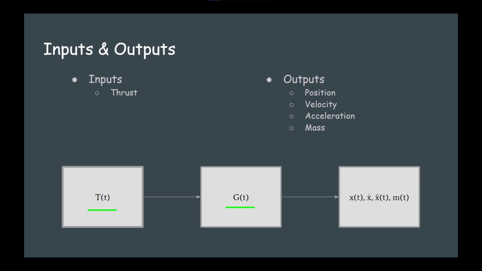And then we have our outputs, which are displacement, velocity, and acceleration respectively, and also our mass output, which changes with time because of the fuel burned.